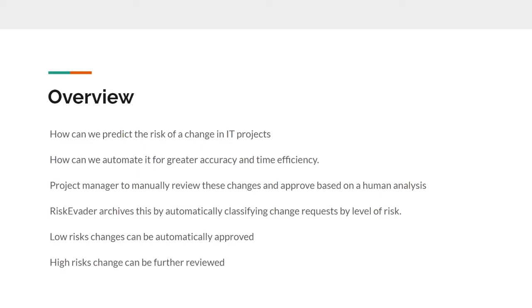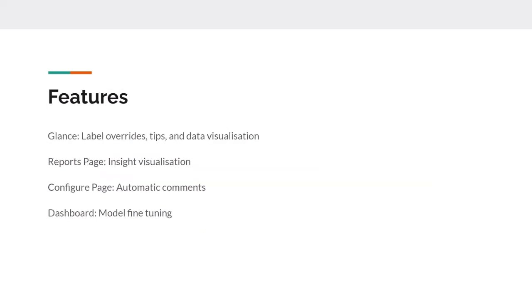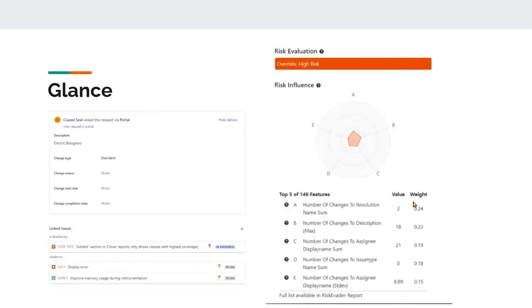Jira Service Desk is an agile tool developed by Atlassian, and RiskEvader fits into multiple aspects of Jira to provide risk predictions, insight visuals, and configuration options. Some of RiskEvader's main features include a glance add-on for quick insights into the risk rating of an issue, a reports page with further insights into risk distributions in a project, a configuration page which allows users to manage automated alerts and settings, and a dashboard which provides greater control and transparency of the machine learning predictions being made for the project.